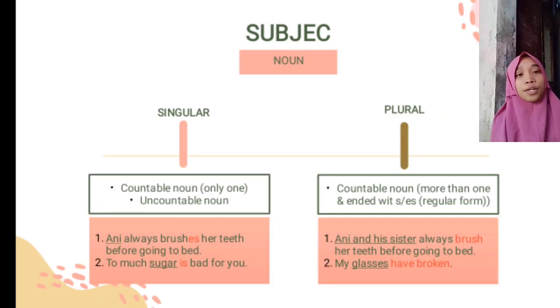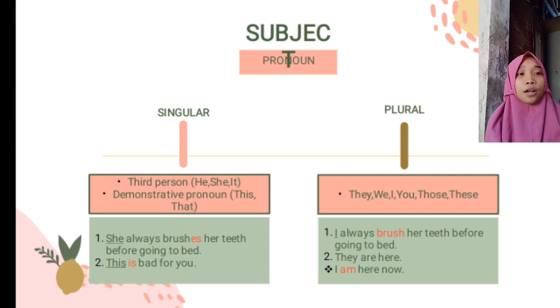Subject noun, singular: countable noun of only one, or uncountable noun. Example, Annie always brushes her teeth before going to bed. Too much sugar is bad for you. Plural: countable noun of more than one, ending with s or es, or irregular form. Example, Annie and his sister always brush their teeth before going to bed. My glasses have broken.